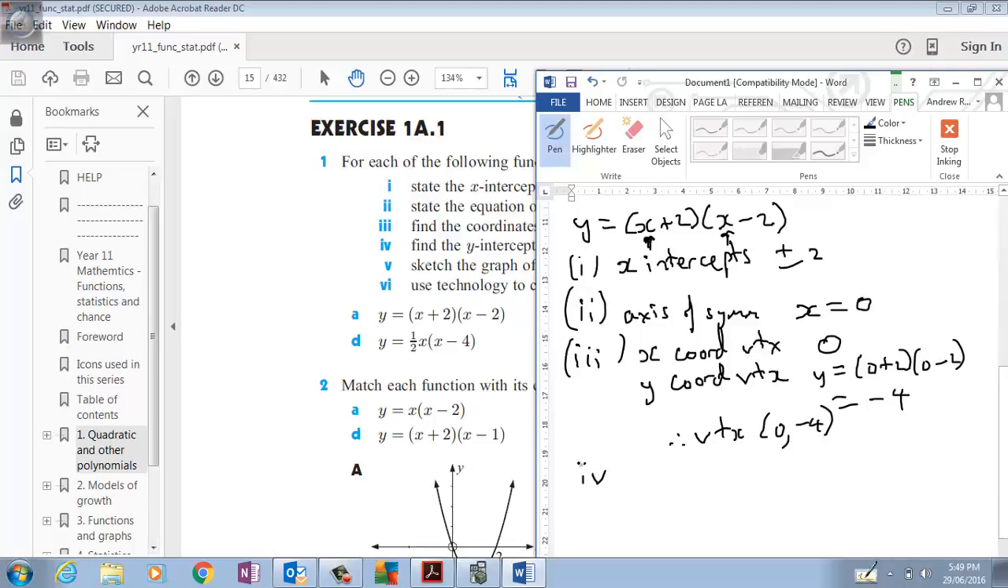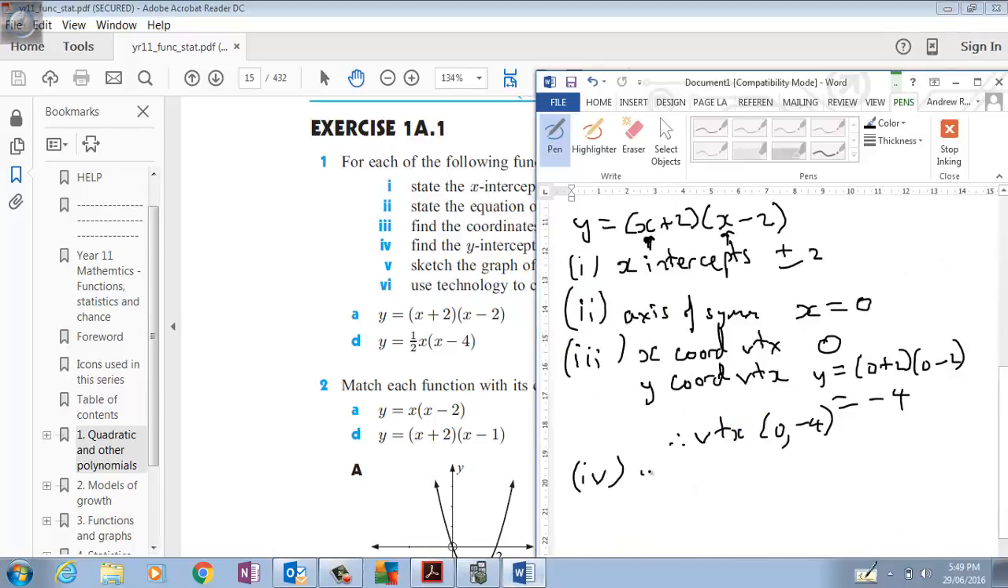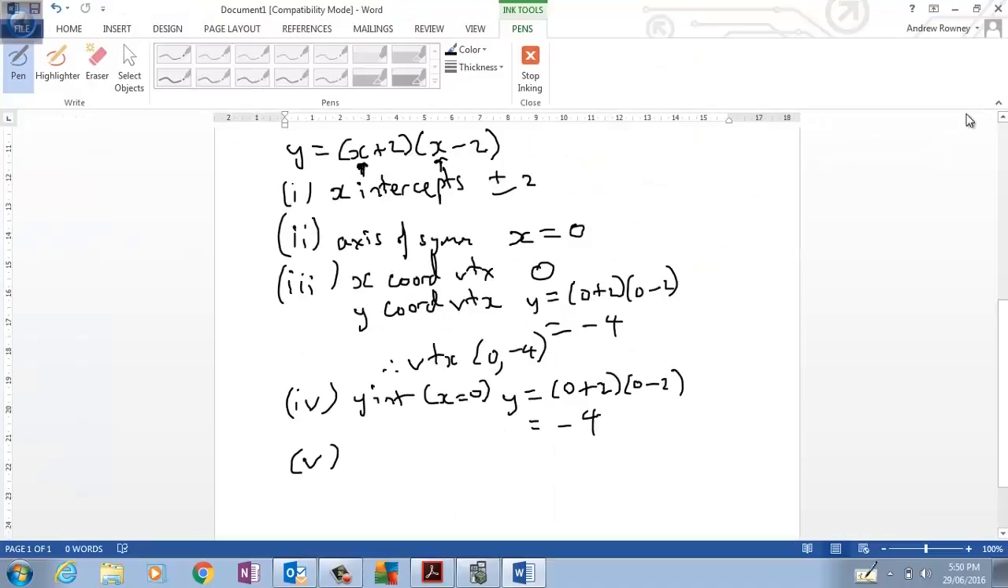Part 4, we need to find the y-intercept. The y-intercept occurs when x equals 0. So we're going to put 0 into the top, and we've already done that in part 3 coincidentally. So we'll just do it again. y equals (0 plus 2) times (0 take 2). Sometimes it's different, the vertex and the y-intercept, but in this case it turns out to be the same, minus 4.